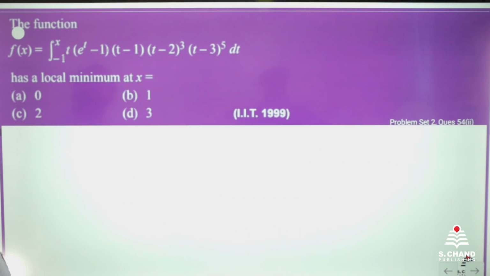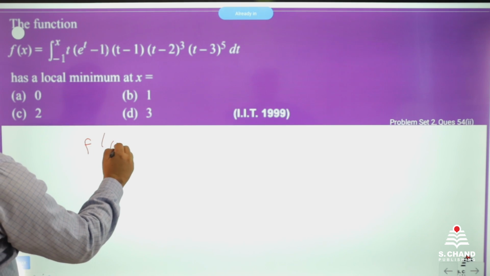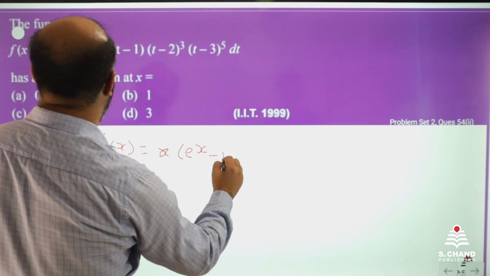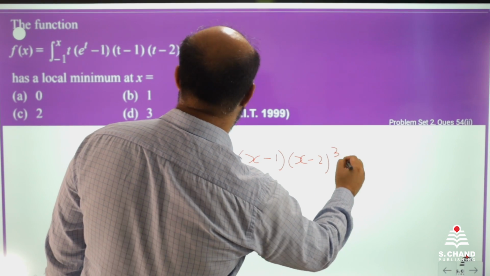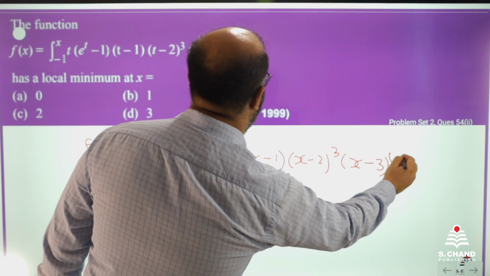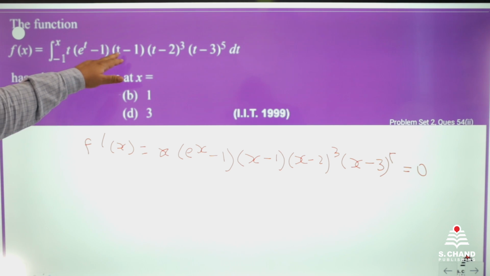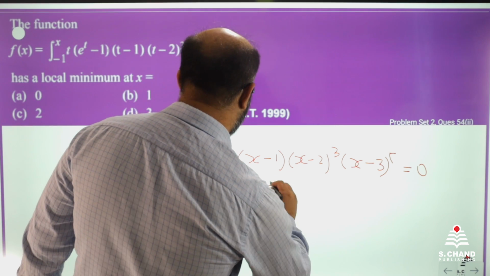This question says the function f(x) is equal to this one has a local minimum at x is equal to. So let us differentiate it. F dash x we get x e to the power x minus 1, x minus 1, x minus 2 whole cube into x minus 3 to the power 5. And let us equate it to 0 for maxima or minima necessary condition. So x e to the power x minus 1, x minus 1, x minus 2 cube, x minus 3 to the power 5. So you are getting the critical points.